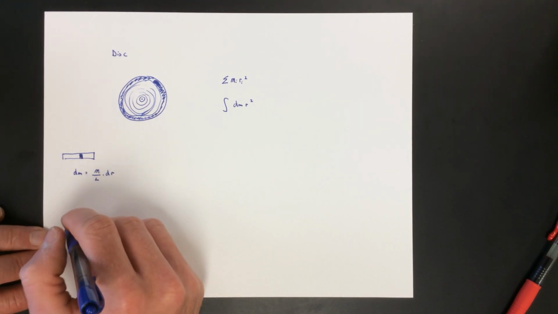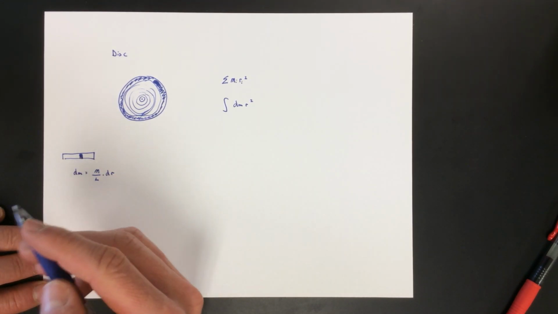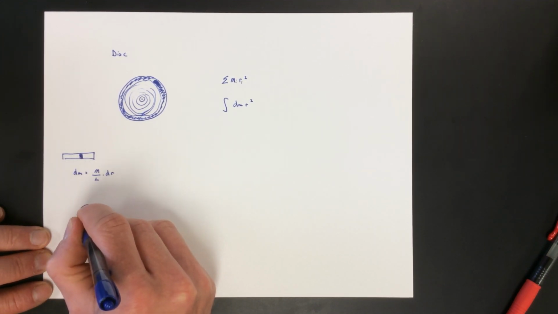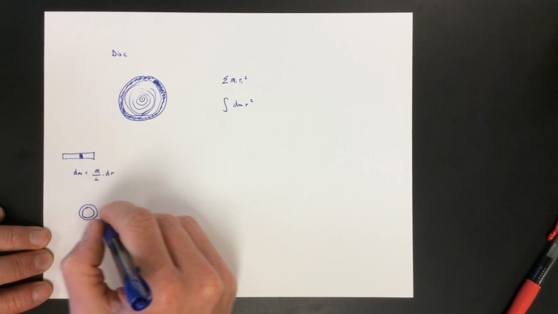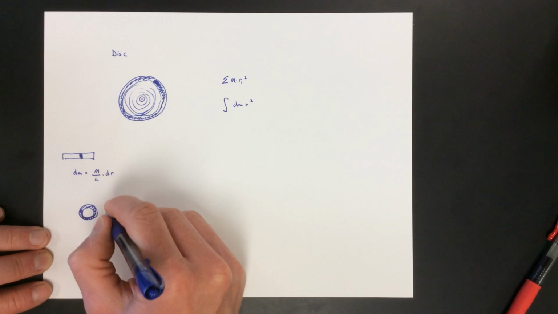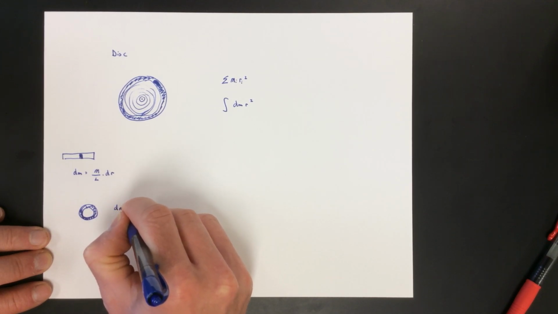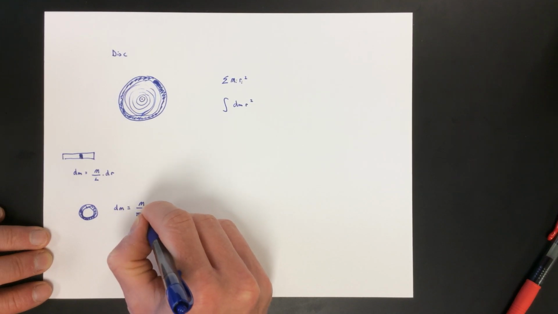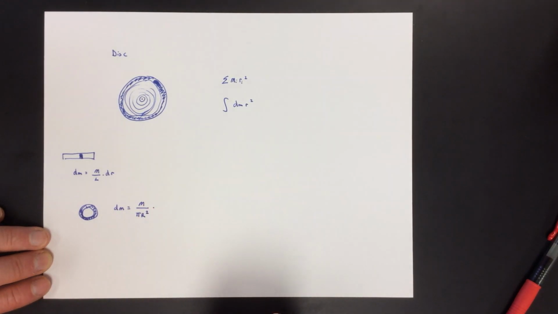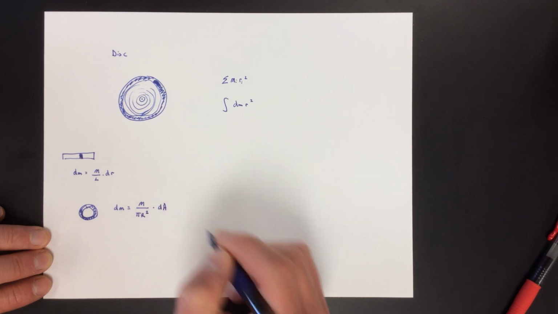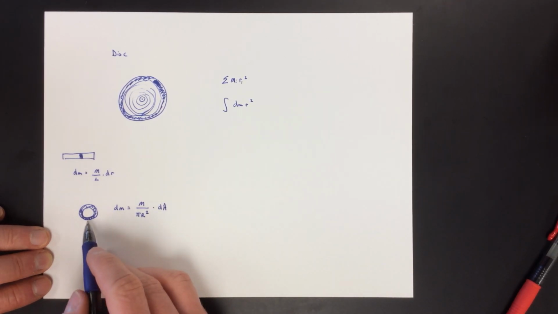Okay, so now my ring isn't going to have just this, it's going to have an area. So my ring's dm is going to equal its density, which is mass over area, times dA. Then what is dA? What's the area of a ring?